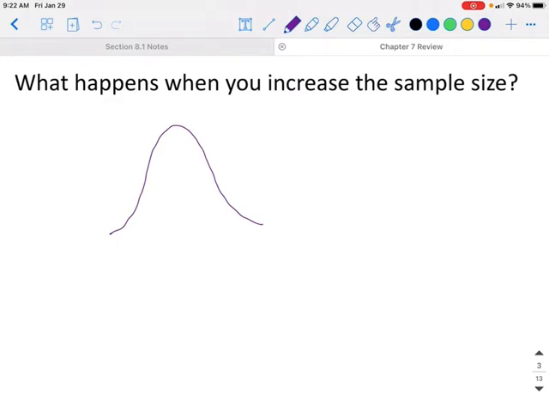So if we have a sample size of 20, it could look like this. But if our sample size is 100, it's going to be much more narrow. It's going to have less variability. And also, the larger that sample size gets, the more normal the shape of your sampling distribution will become.